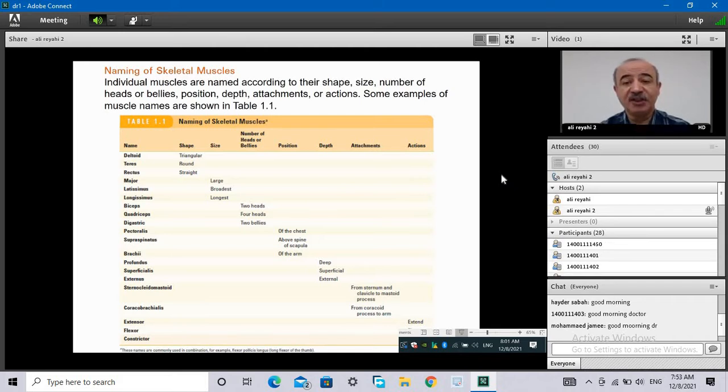According to the function or action of the muscle, for example, flexor, extensor, elevator, depressor, all of these indicate the action of the muscle and are an important factor for naming the skeletal muscle.